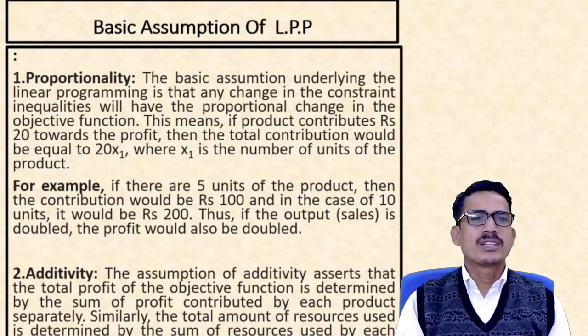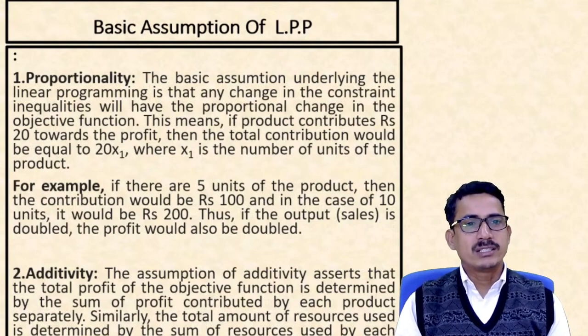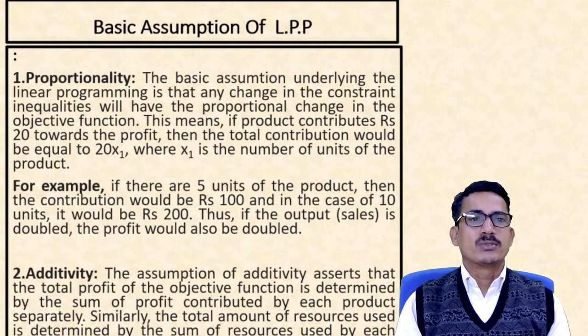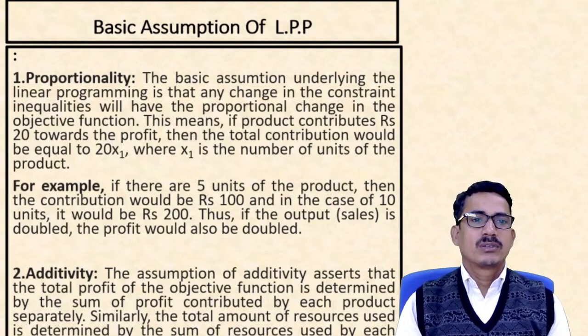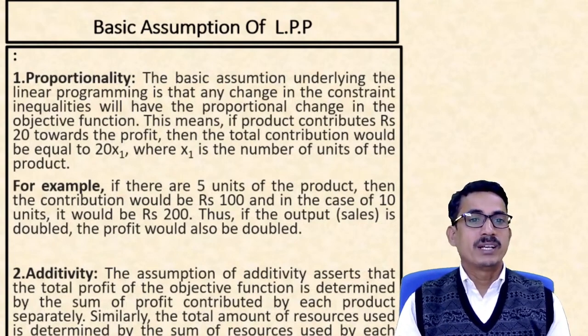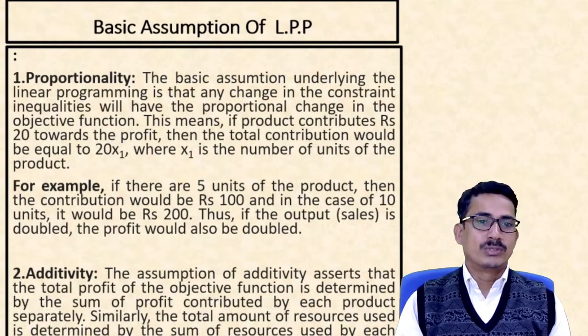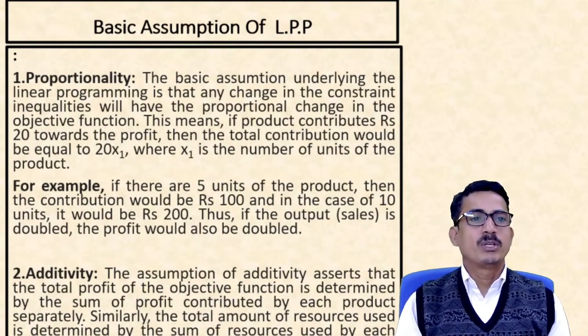So what proportionality says is, when the number of output units changes, the profit also changes, which is called direct proportionality. If the number decreases, then the profit decreases. Here the profit is the dependent variable, it depends on the output. If the outputs are more, the profit will be more. That is why the concept is proportionality.